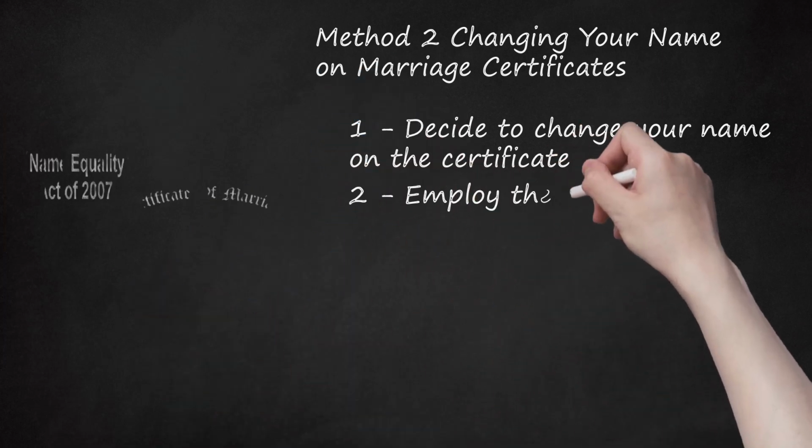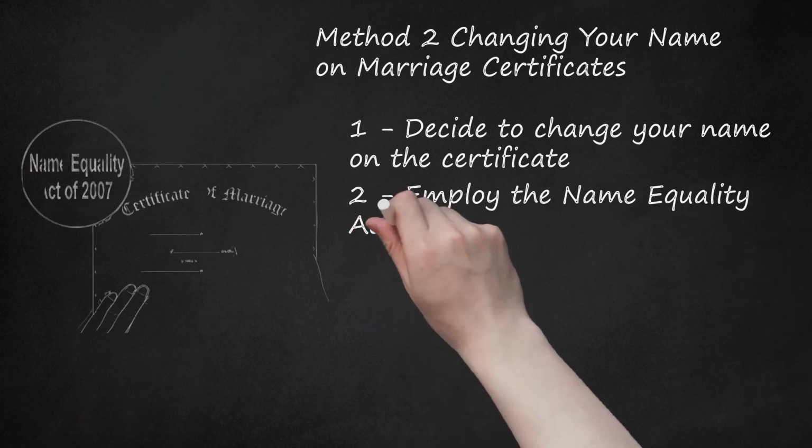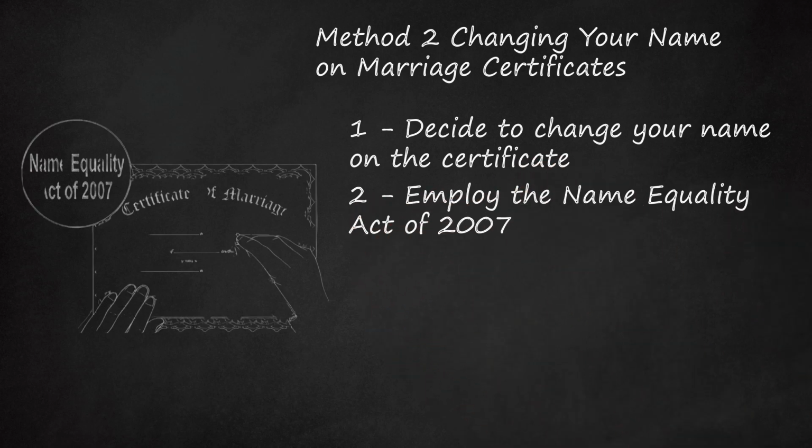2. Employ the Name Equality Act of 2007. If you live in the state of California, you may legally change your middle and/or last names on your marriage certificate. You may apply to change your last name to your spouse's last name, or hyphenate your current last name and that of your spouse.